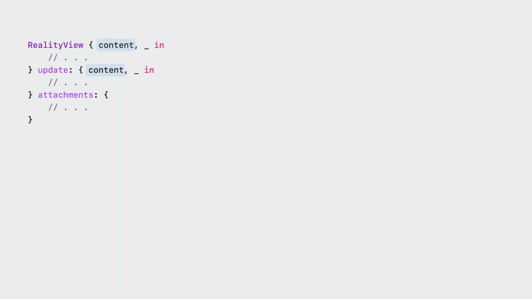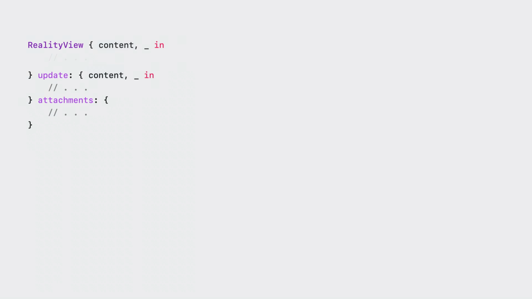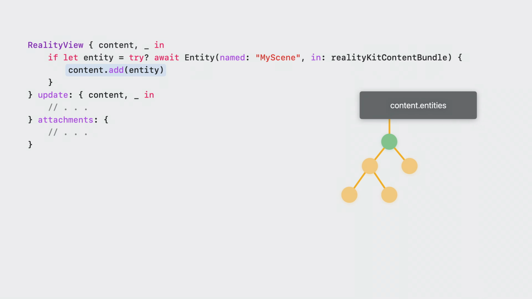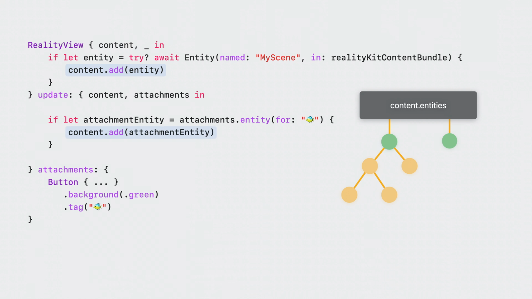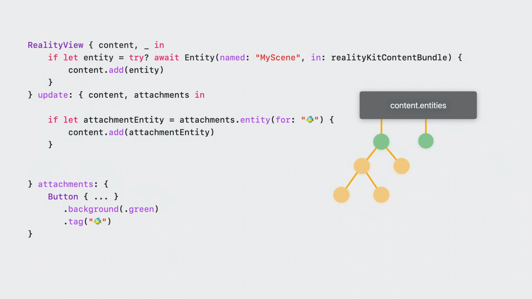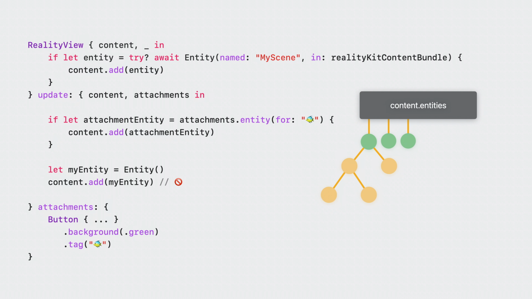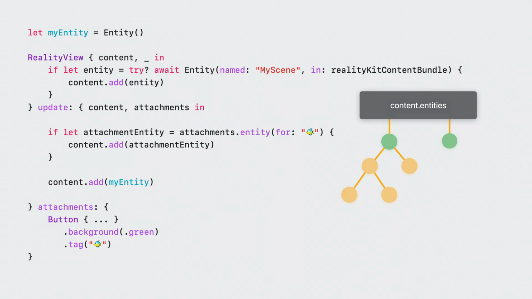The parameter to your make and update closures is a RealityKit content. When you add an entity to your RealityKit content, it becomes a top-level entity in your scene. Likewise, from your update function, adding an entity to your content gives you a new top-level entity in your scene. While the make closure will only be called once, the update closure will be called more than once. If you create a new entity in your update closure and add it to your content there, you'll get duplicates of that entity, which might not be what you want. To guard against that, you should only add entities to your content that are created somewhere that's only run once.